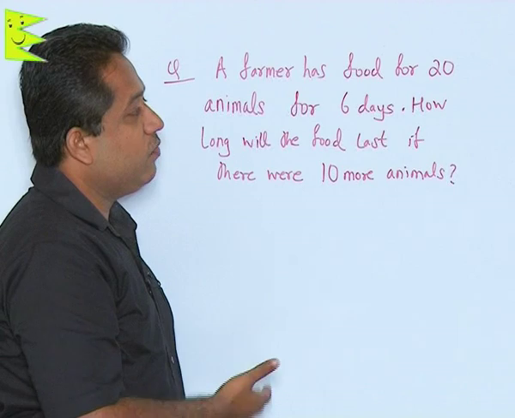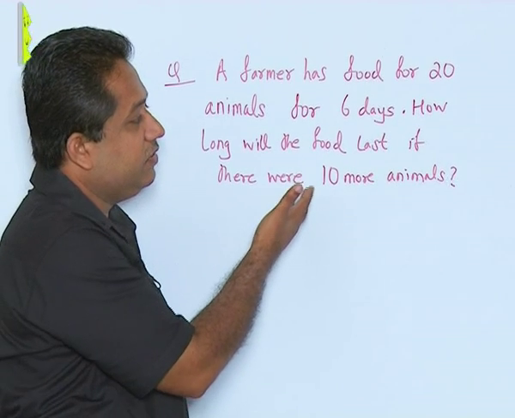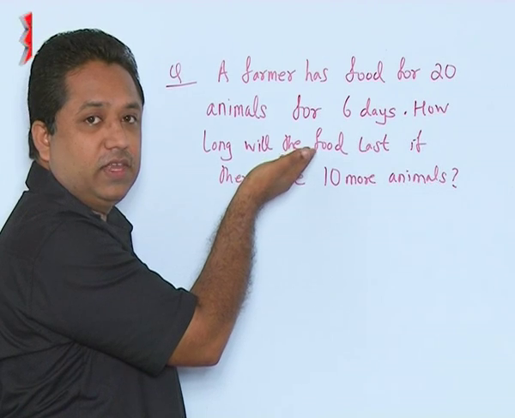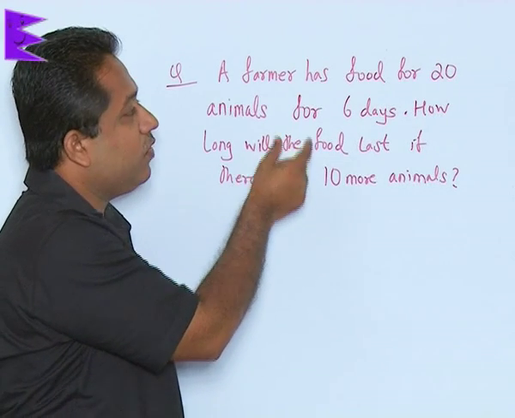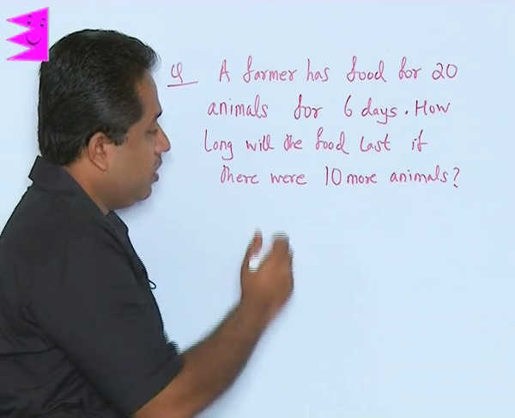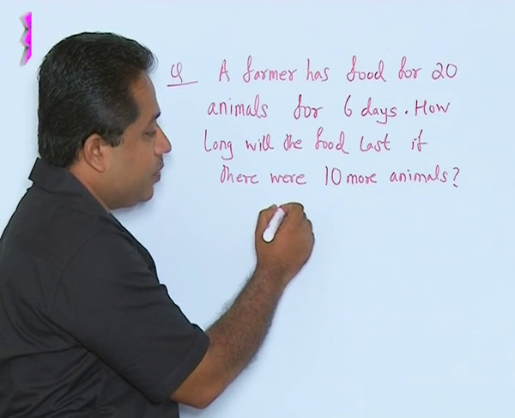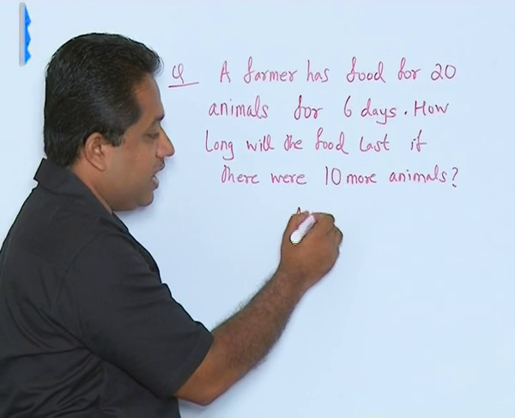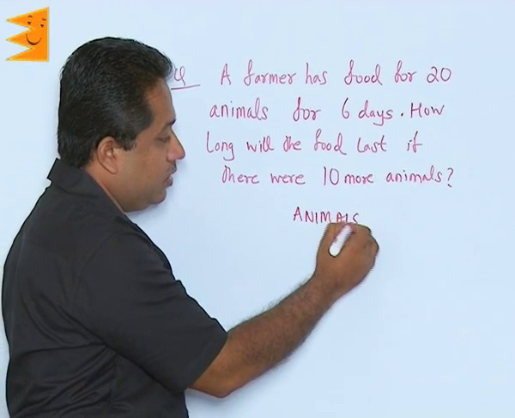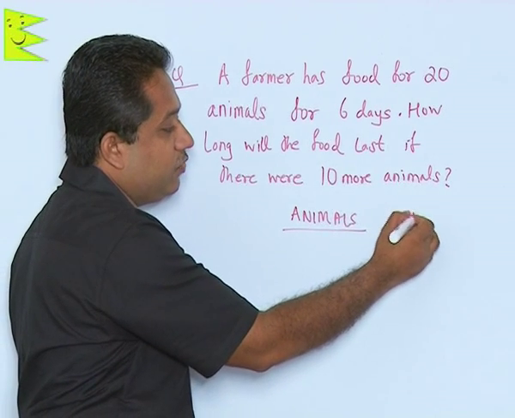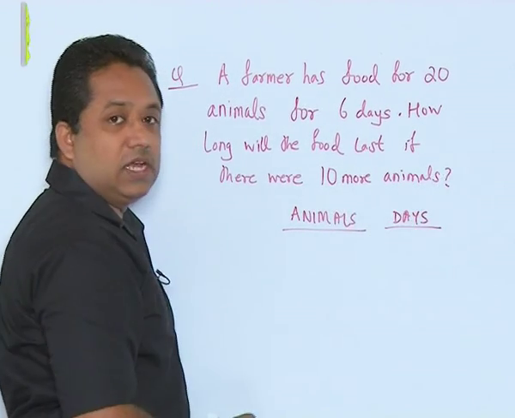That means, when one quantity increases, the other decreases. In this case, the number of animals is increasing, therefore, the number of days for which the feed lasts will decrease. So, we will identify this as inverse proportion, and we will write down the details in tabular form. So, we have the number of animals here and the number of days for which the feed will last.